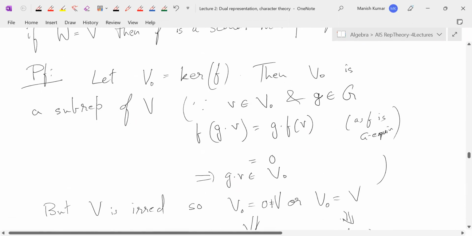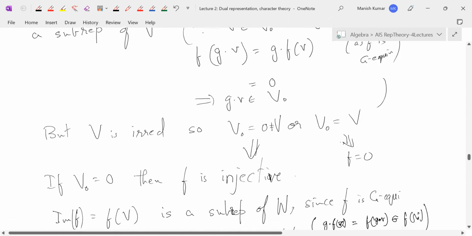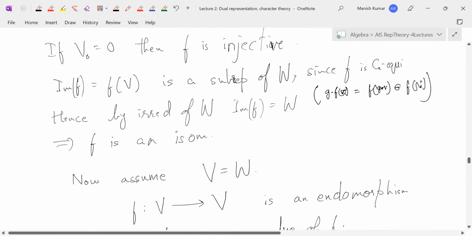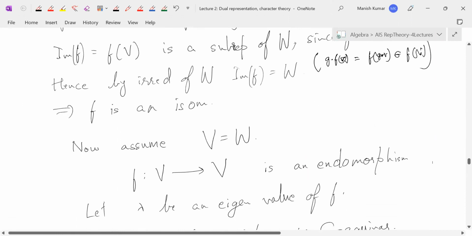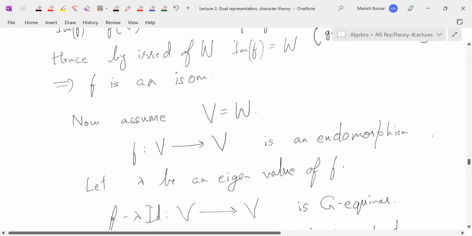Now you consider the second case. Suppose W is equal to V, then we want to show that F is a scalar. So now assume V is equal to W. So F is an endomorphism. As soon as you have an endomorphism, it is a square matrix with respect to some basis, so you can talk about an eigenvalue. So as soon as you have an endomorphism, you have an eigenvalue. So let's call lambda one of the eigenvalues of F.